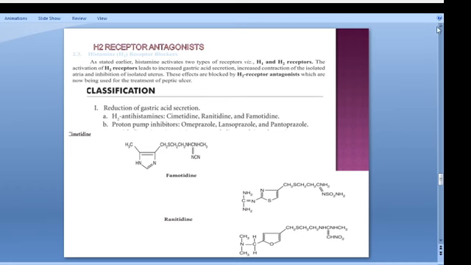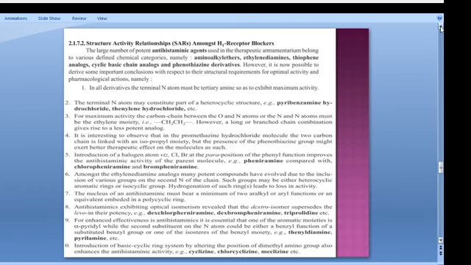So these are all about the H1 antagonists. So you always have to keep in mind that for antihistamines, the drug is related with receptor based things.